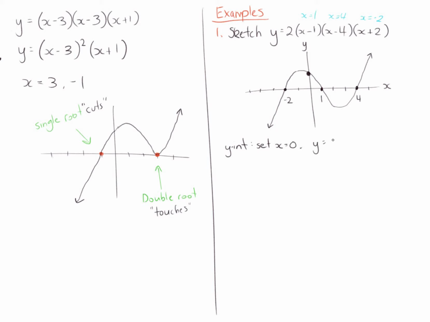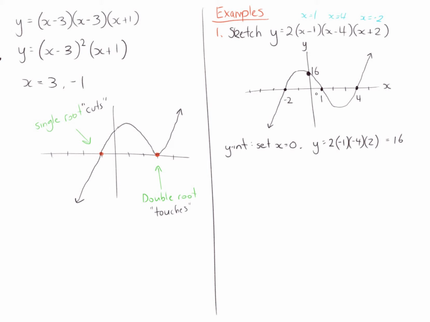So y equals 2 lots of 0 minus 1 is -1, 0 minus 4 is -4, and 0 plus 2 is 2. Working that out, 2 times -1 times -4, so those two negatives make a positive, times 2 again gives us a value of 16. So this here is 16.